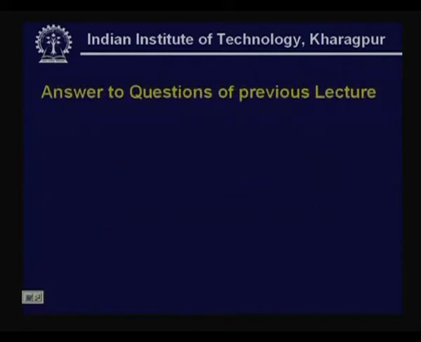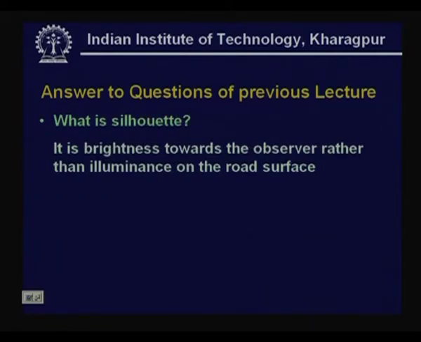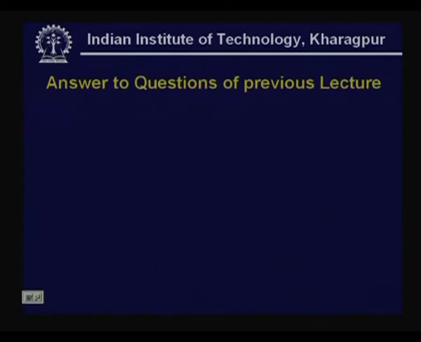The answers to some of the questions which were addressed in the last lecture. What is silhouette? It is a brightness towards the observer rather than illuminance on the road surface, and it is not a complete detailed image, but an outline kind of a thing.